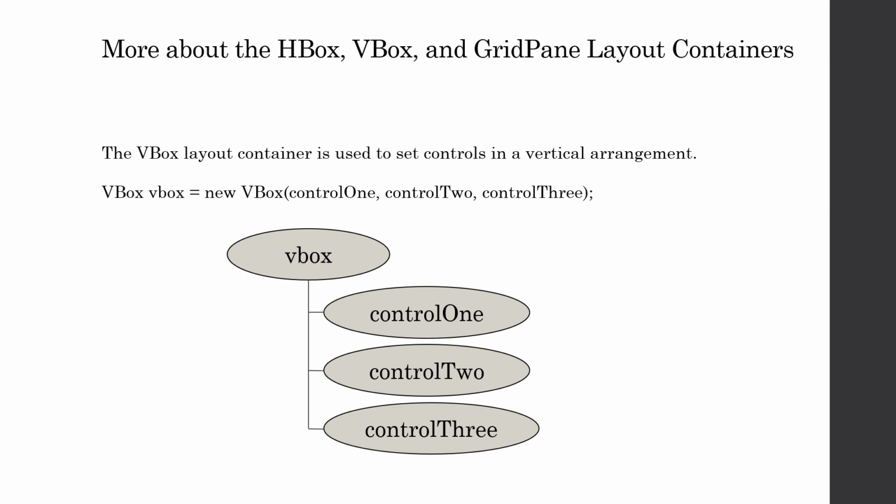So we can see here we've got our constructor, and we've got another scene graph showing the hierarchy of our VBox as the root node, and then our three controls, control 1, control 2, and control 3 as the leaf nodes. In this particular case, control 1 is going to be the topmost element, or the topmost control. Control 2 will then be in the middle vertically, and then control 3 is going to be at the bottom. So let's start adding some more content to our application by incorporating a VBox.